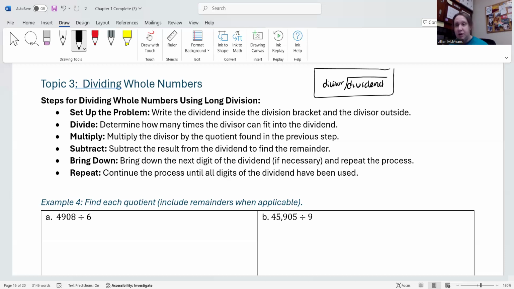Again, it may not completely make sense now, but pay close attention to how these steps apply to the actual problems in just a moment. Okay. So again, we may have to repeat this process. So steps 2, 3, and 4, we may have to repeat those multiple times as we go through these problems.